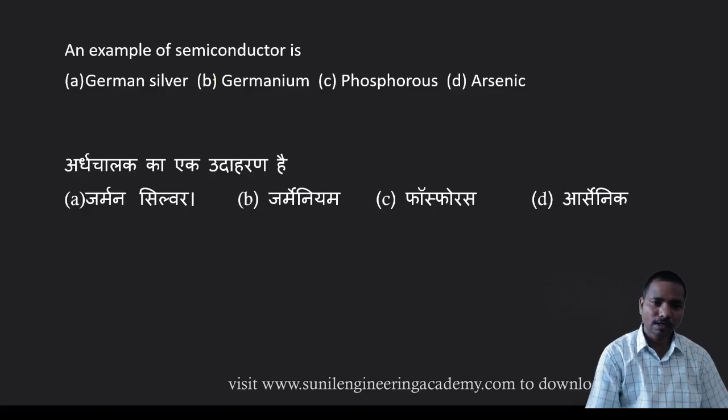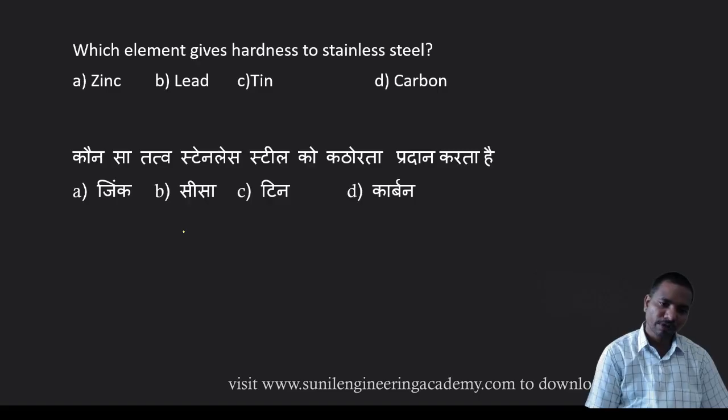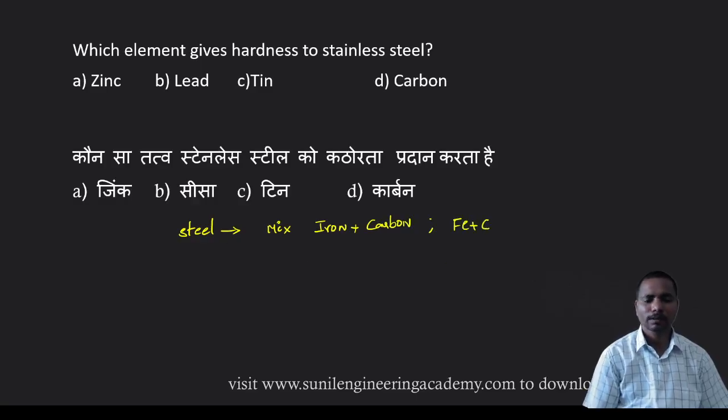An example of a semiconductor. You know very well silicon, germanium are considered as very important semiconductors. Okay. Which element gives hardness to the stainless steel? You know very well steel is nothing but a mixture of iron with carbon. So Fe plus C is nothing but steel. Steel is not an element, that is an alloy.